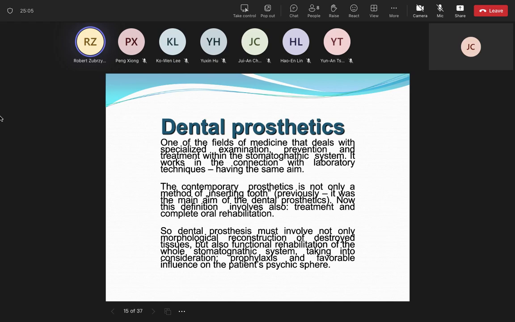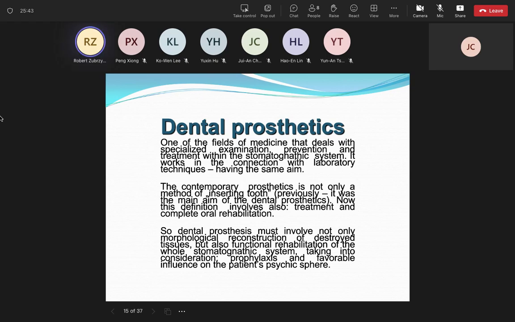So, dental prosthetic, what is it? What do we do? This is one of the fields of medicine that deals with specialized examination, prevention and treatment within the stomatognathic system. It works in connection with laboratory technique having the same aim. The contemporary prosthetic is not only a method of inserting teeth; previously it was the main aim of dental prosthetic. Now the definition involves also treatment and complete oral rehabilitation.